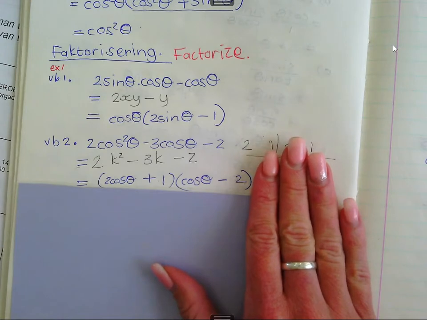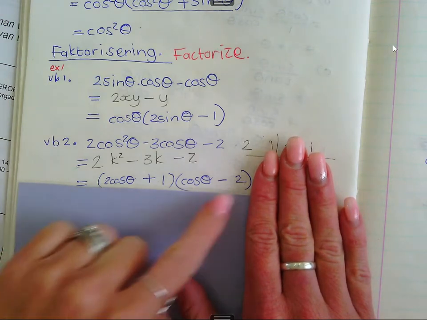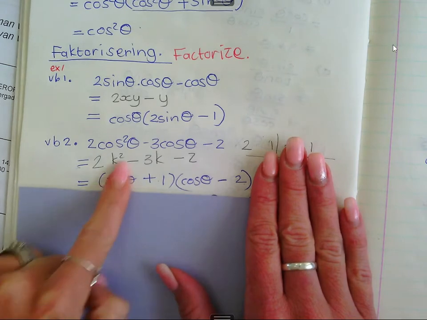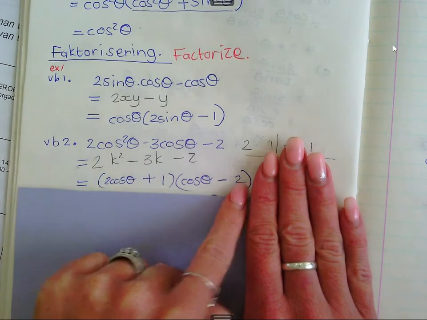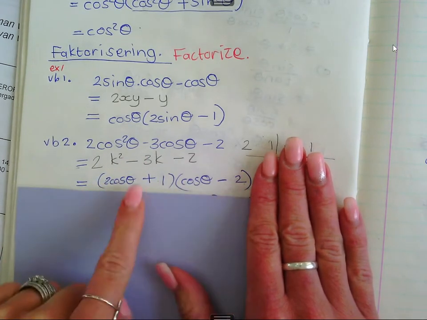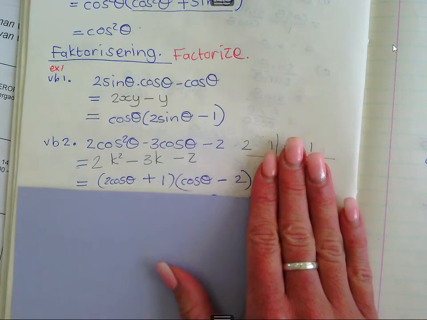The answer must be negative 3. So I don't want it to be 4 minus 1. I want it to be 1 minus 4. So that's why I put the negative in front of 2. So it will become 2 cos times negative 2 is negative 4 cos plus 1 cos. You understand?